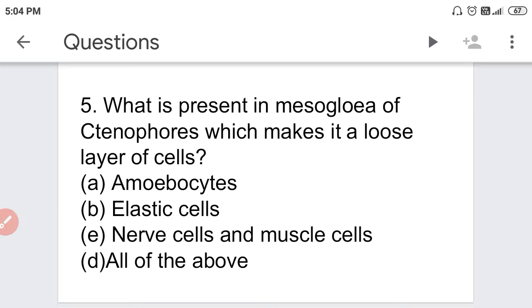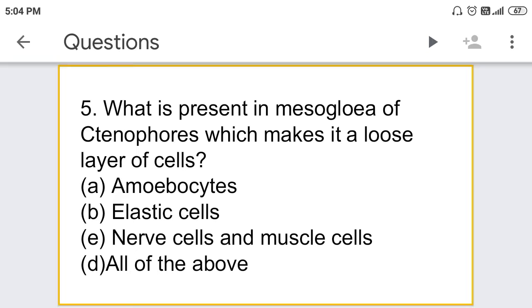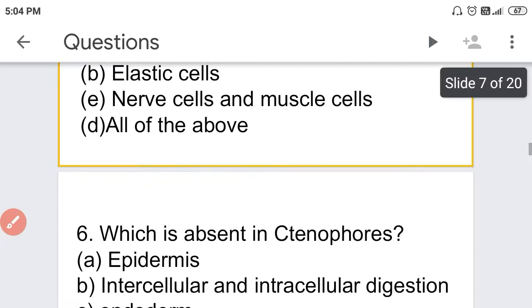What is present in the mesoglea of Ctenophora which makes it a loose layer of cells? The options are A, amoebocytes, B, elastic cells, C, nerve cells and muscle cells, or D, all of the above. Here it asks specifically for mesoglea, so option C is right. Otherwise, elastic cells are also present in Ctenophora, but not in the mesoglial layer. Okay, so let's move to our next question.